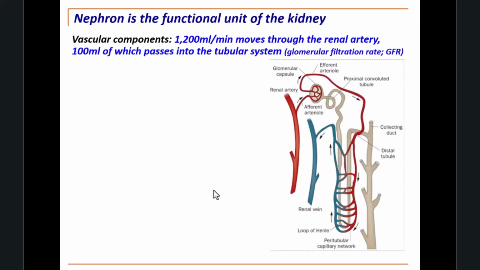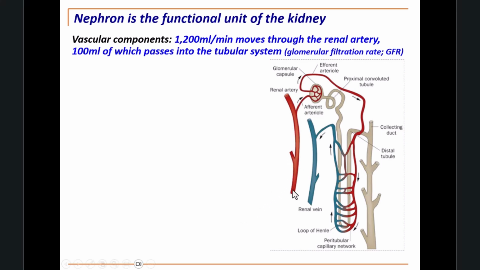So let's have a little bit of a think about the function of the kidney itself. Now, the kidney itself weighs about 300 grams. So that's 300 grams for each kidney. And it receives about 600 mils of blood each minute, which means the two kidneys together receive about 1,200 mils or 1.2 litres moving through the renal artery.